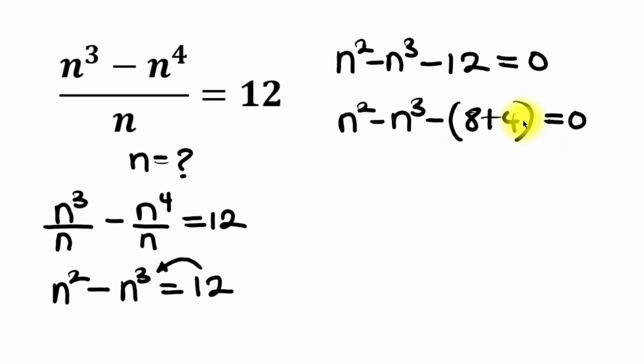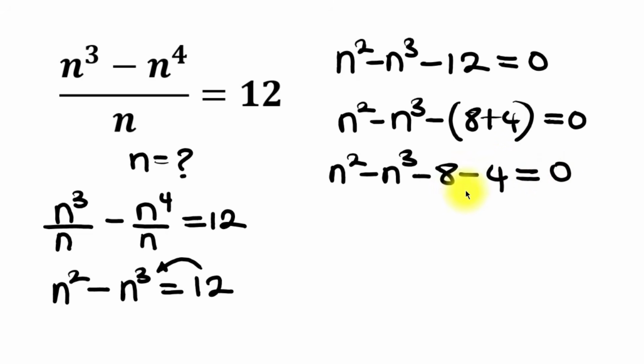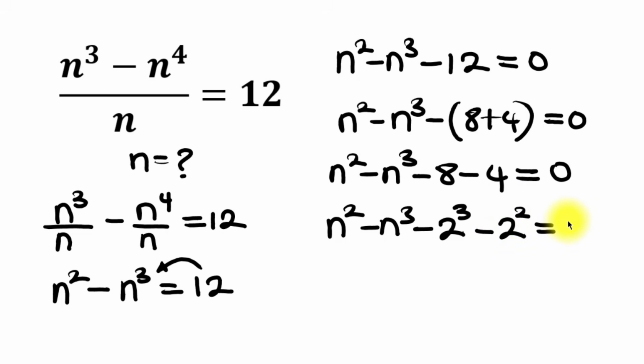Now let's open up this parenthesis. So we have n squared minus n cubed. Now this becomes minus 8. Negative times positive is negative 4. This is equal to 0. Now let's simplify these two numbers. So we have n squared minus n cubed, minus 8, which is a perfect cube, which means it can be written as 2 cubed, minus 4, which is a perfect square, which means it can be written as 2 squared. And this is equal to 0.